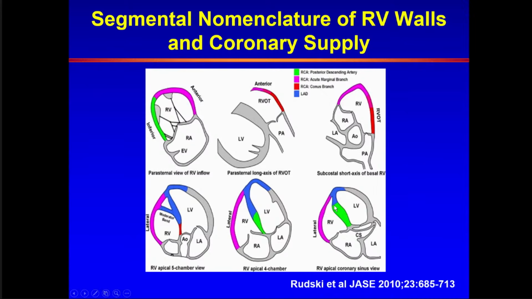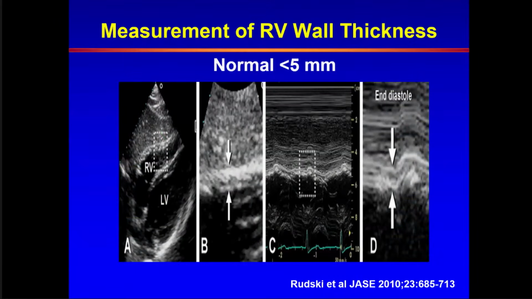As to the inferior interventricular septum, both basal and mid segments get their blood supply from the posterior descending coronary artery. These are important to remember when you're looking at the RV function, segmental function in patients with coronary artery disease that involve the RCA distribution.